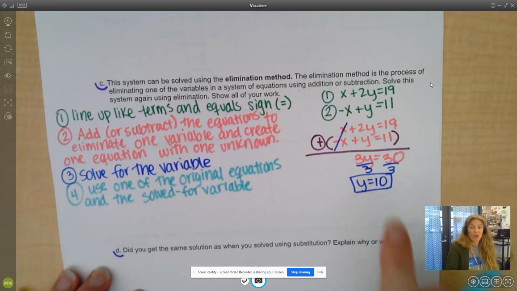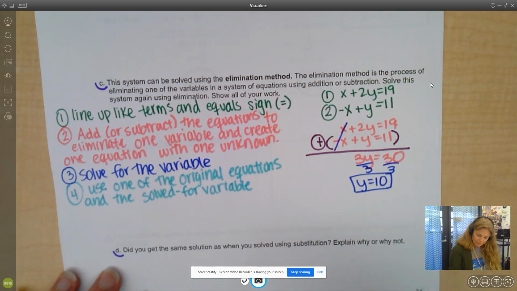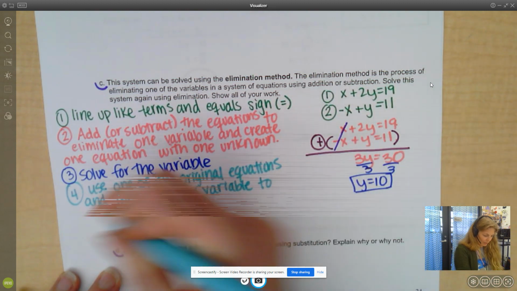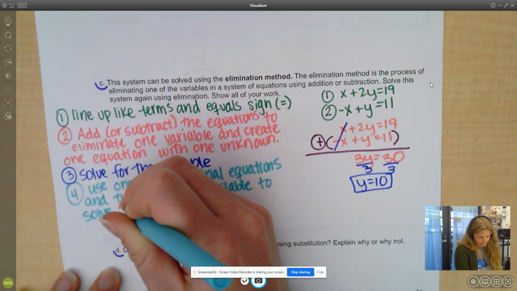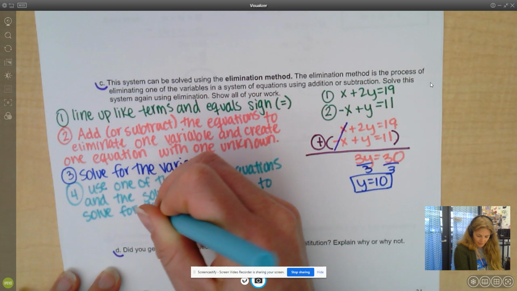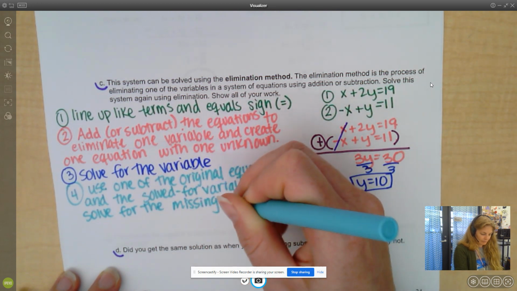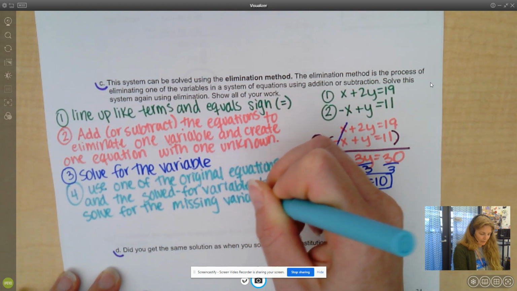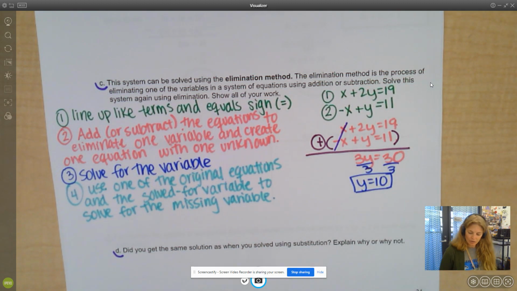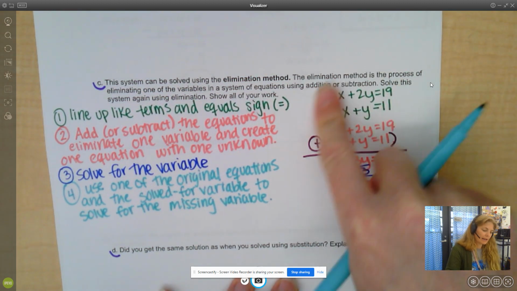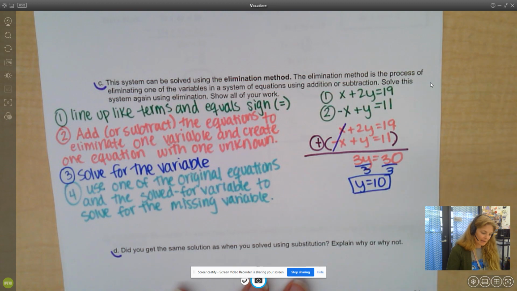So the one you already know, which in this case is y, to solve for the missing variable. So the only one you still need to know. It doesn't matter which equation you use from the beginning. I like using one of the original ones just in case in rewriting them, maybe I made a silly mistake.